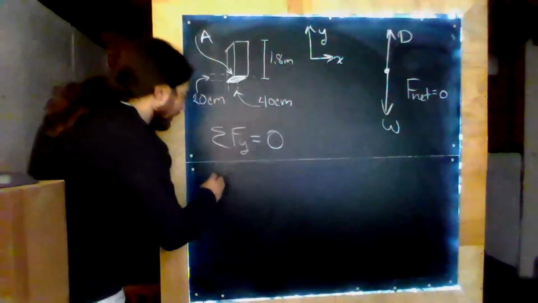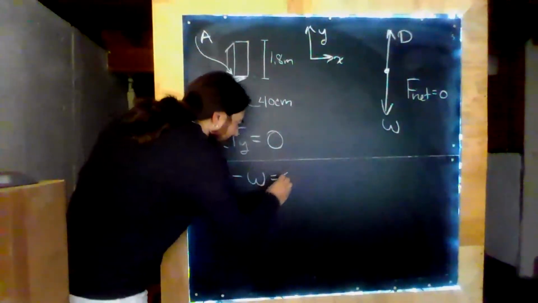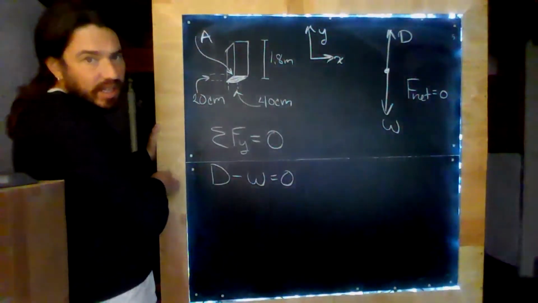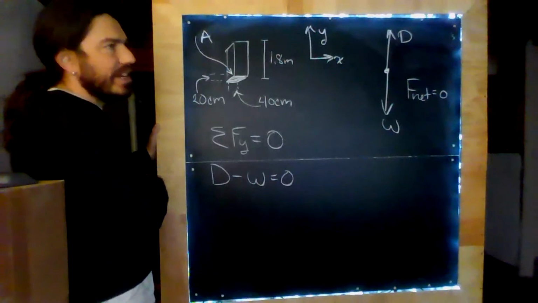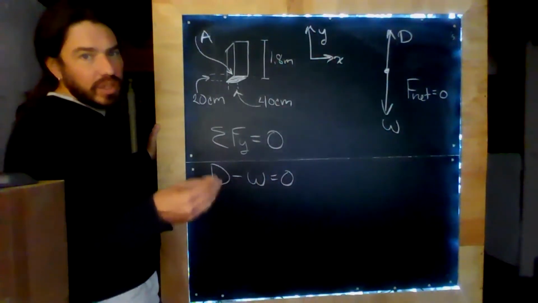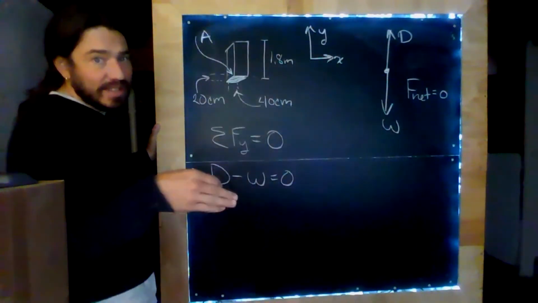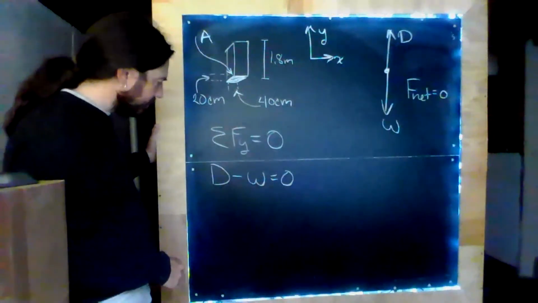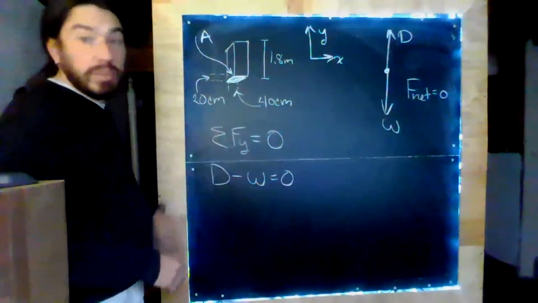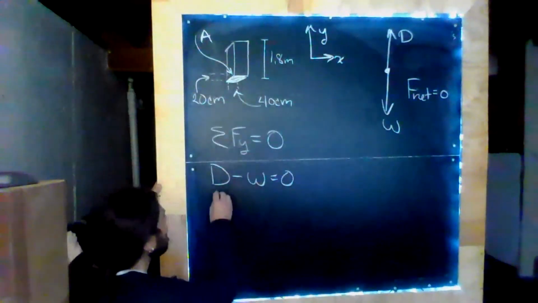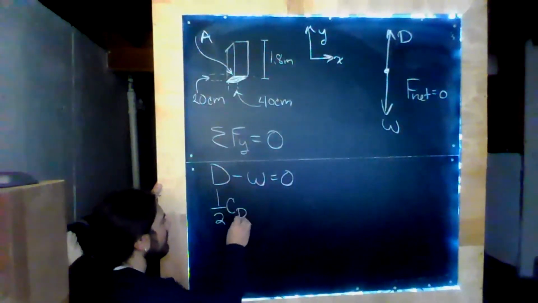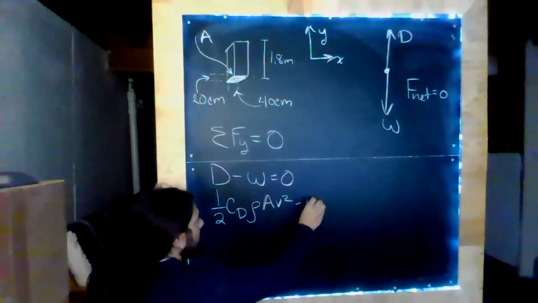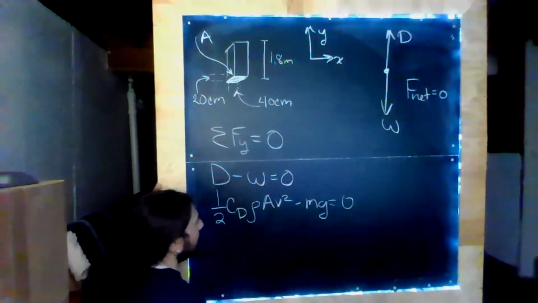We have a positive drag, a negative weight. Again, we should always be looking at our free body diagram in order to create our Newton's second law equation. Remember, Newton's second law is a recipe. It tells us how to create the equation we're going to solve for what we're looking for. It isn't itself the equation we're going to solve. Okay, and so now we could plug in here: 1/2 c sub d rho A v squared minus mg equals 0.